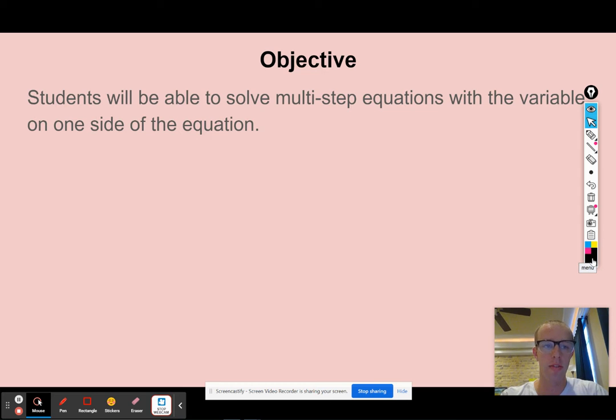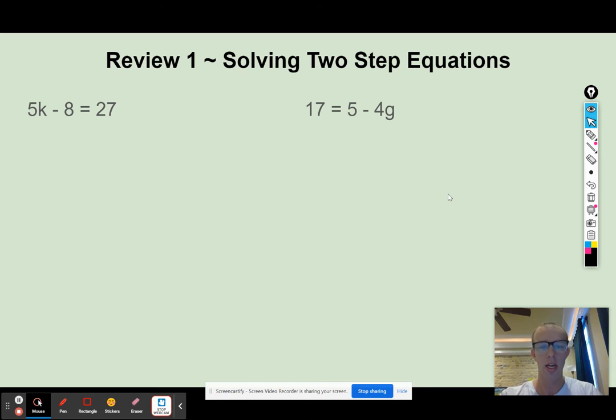In this video, our objective is that students will be able to solve multi-step equations with the variable on one side of the equal sign. So first, we're going to review some important skills necessary to meet that objective, and then we're going to solve some problems at that objective.